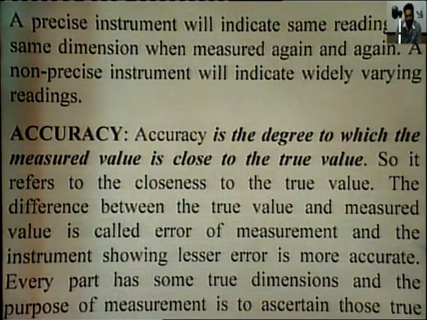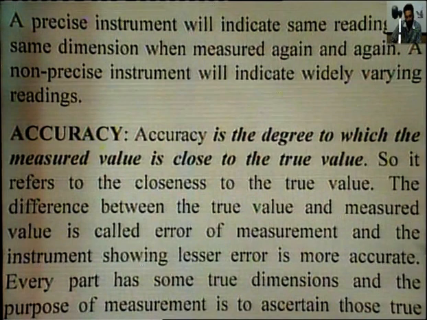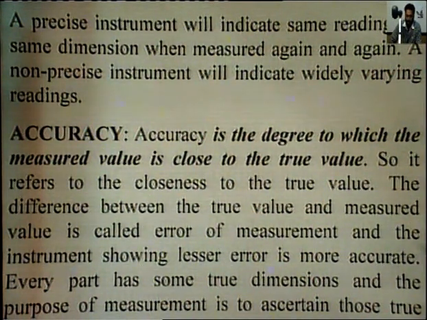So what about accuracy? Accuracy is the degree to which the measured value is close to the true value. So the instrument will be more accurate the closer its measured value is to the actual true value. It refers to the closeness to the true value. The difference between the true value and the measured value is called the error of measurement, and the instrument showing lesser error is more accurate.